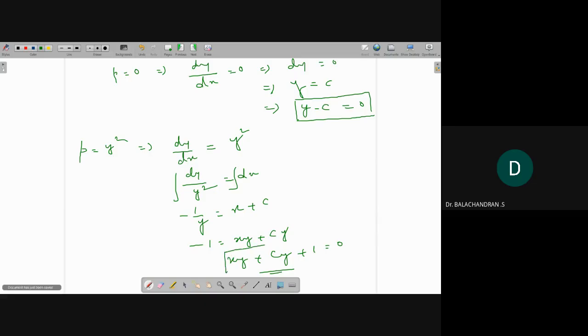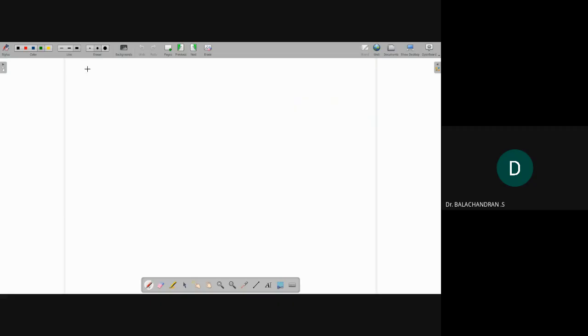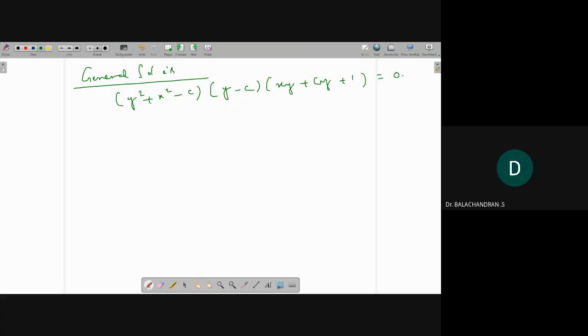Okay. So now the general solution is y minus x square minus c, into y minus c, into xy plus cy plus 1, equal to 0. Okay, this is the general solution.